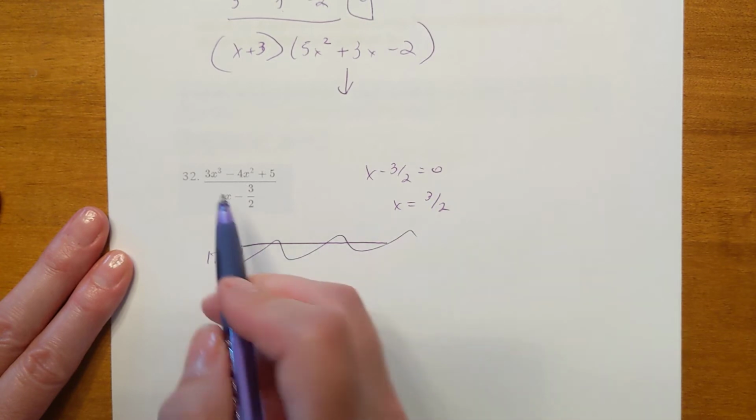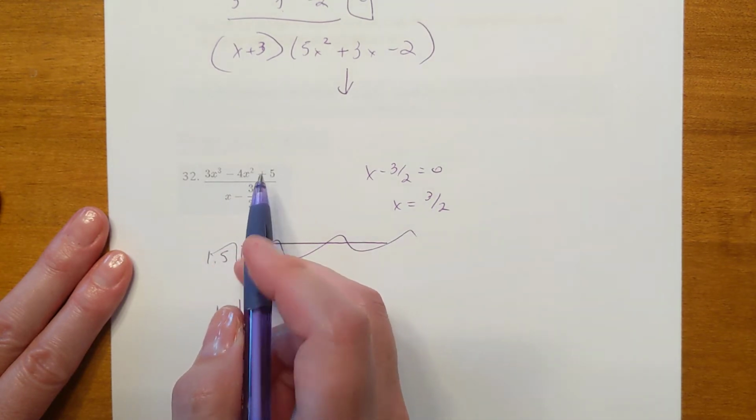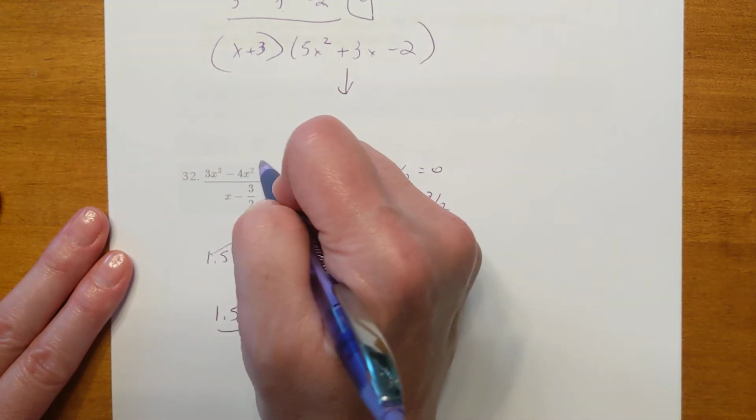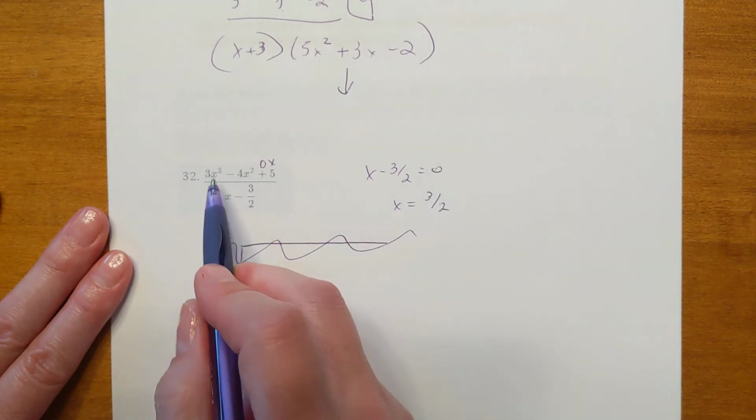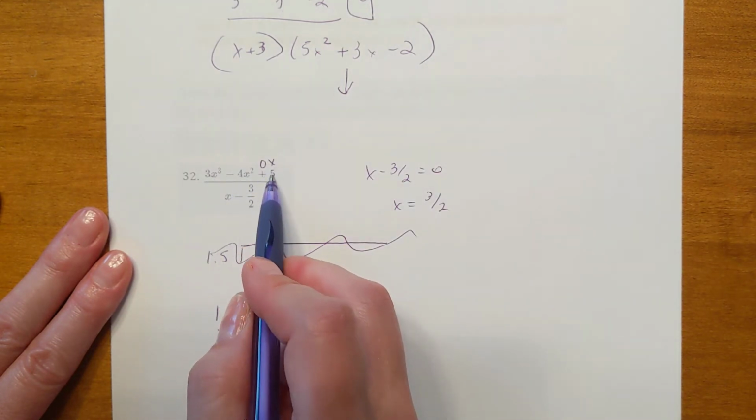And then bring down the coefficients of the polynomial. We're missing an x on this one, so I'm going to put 0x down. So that leaves 3, negative 4, 0, 5.